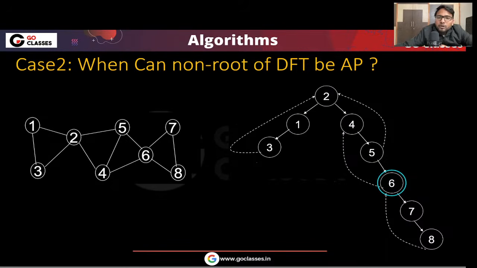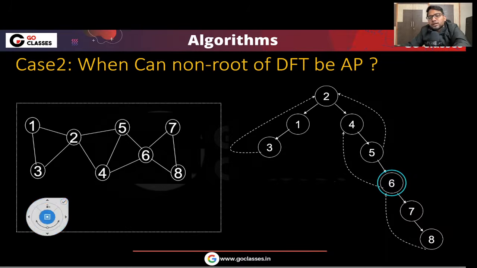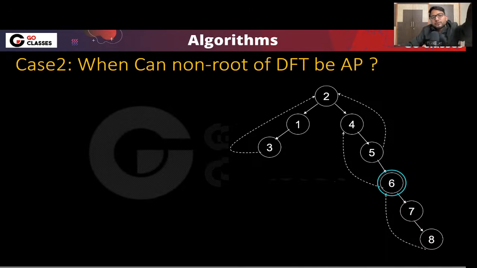What about the non-root? Let's suppose 6. Let's suppose I got this as a tree, and I ask you: can this 6 be the articulation point or anything else? What should be the condition using which you can say that this 6 can be an articulation point?